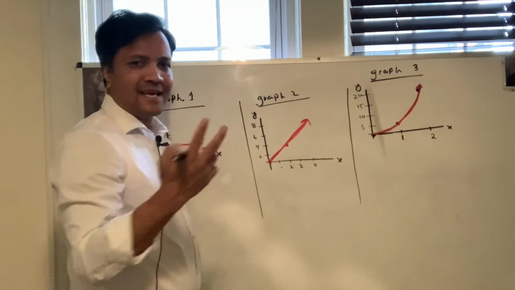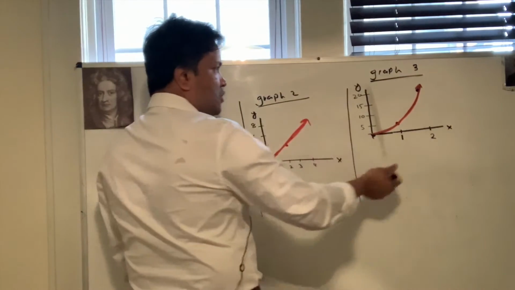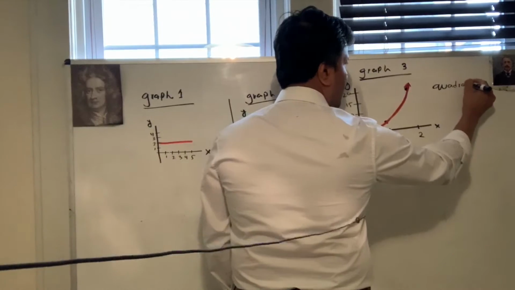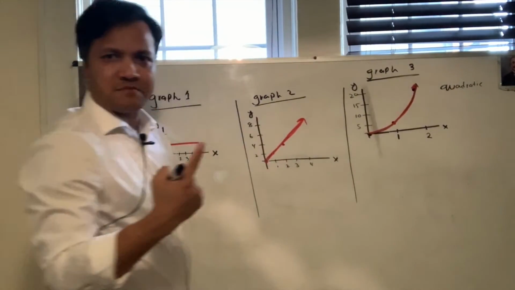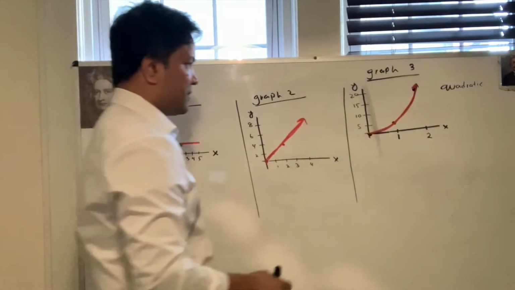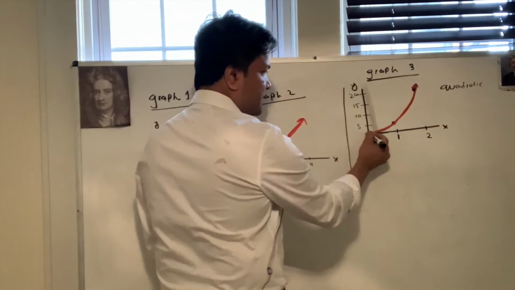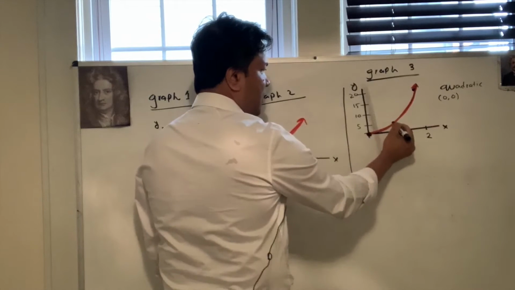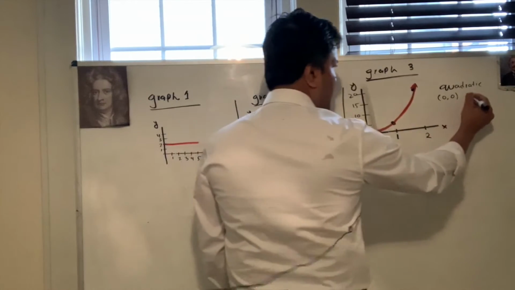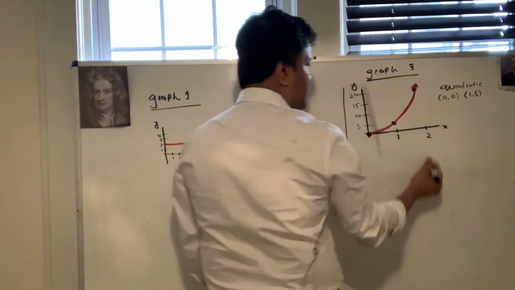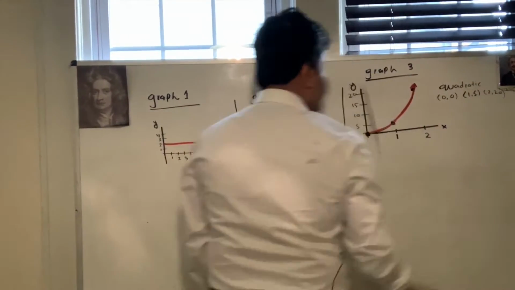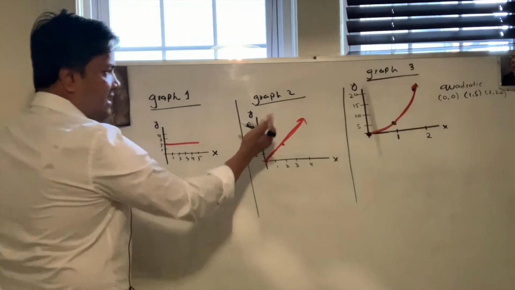Okay, so this is quadratic. I need 3 points to write the equation. So this is the first point, which is (0, 0). This is the second point, which is (1, 5). And this is the third point, which is (2, 20). This is linear increasing.